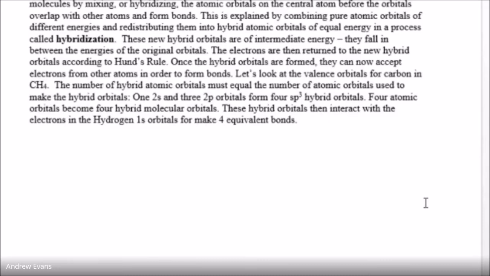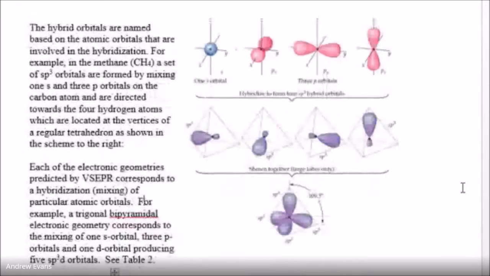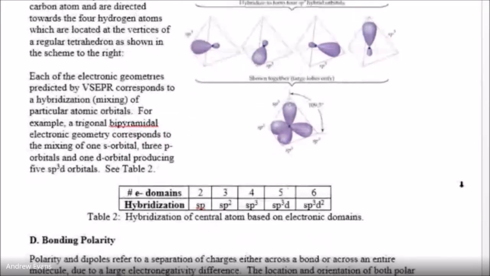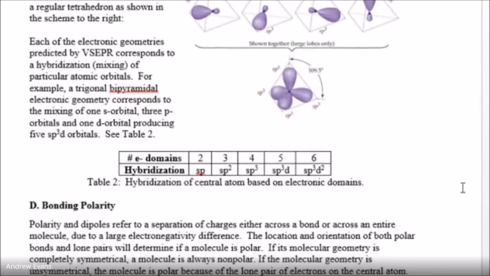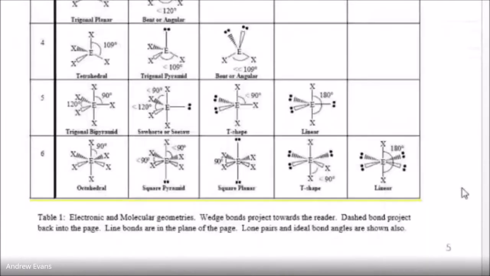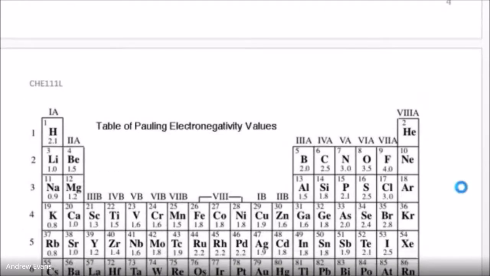The main things you will need, besides obviously work through the pre-lab, is hybridization. You will need this tiny little table too. That's just a quick reminder. If you count your electron domains, that will give you your hybridization. Electron domains will give you your hybridization. And you'll need this little page.